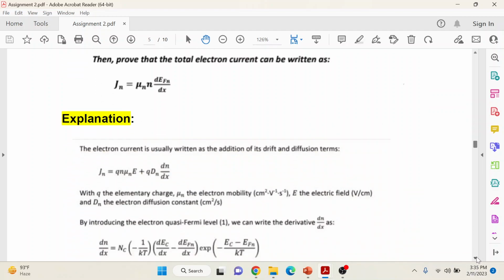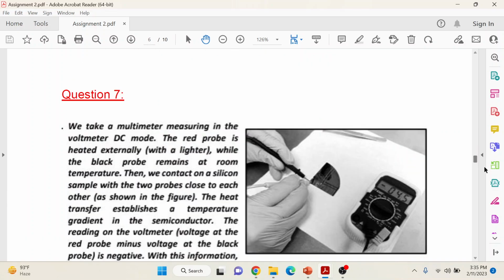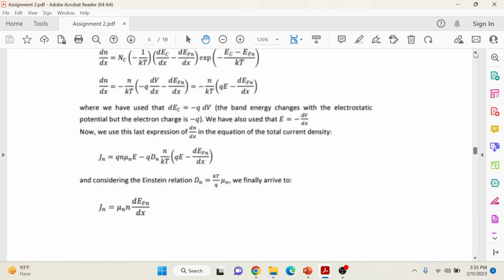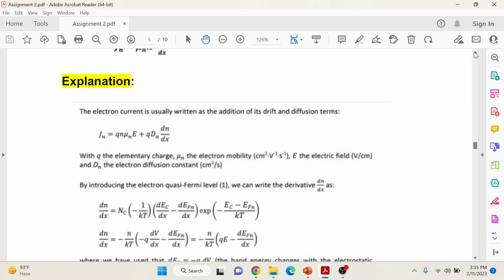The solution is like this. We very well know that the electron current is usually written as an addition of its drift and diffusion terms. So the terms become Jn equals q n mu n E plus q Dn dn over dx.